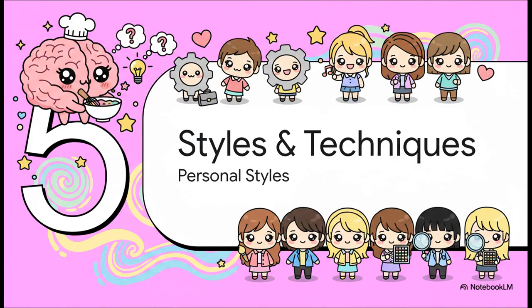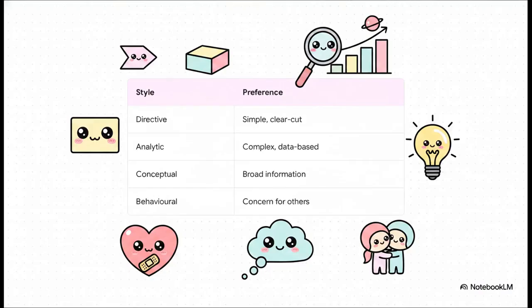Section 5, personal styles and techniques. Now, while those 6 steps we just went over are universal, every single manager brings their own unique flavor and personality to the table. Let's pivot for a second to the human element of decision-making. Managers generally fall into one of 4 personal decision styles. First, a directive style. This type prefers simple, clear-cut solutions. Picture a manager drawing a straight, bold line on a whiteboard and simply saying, go.